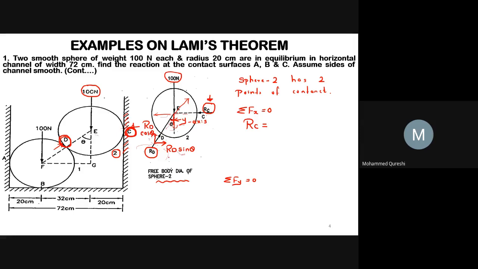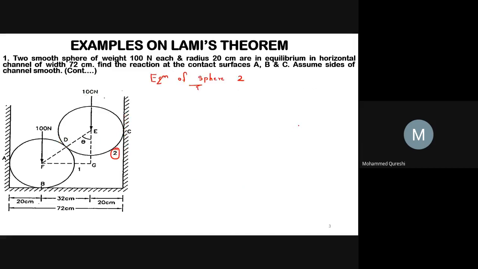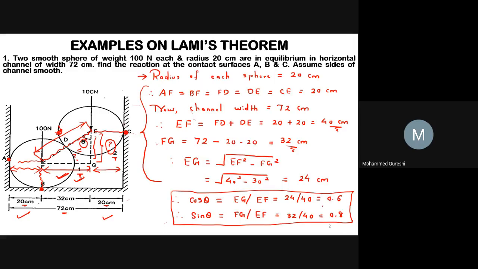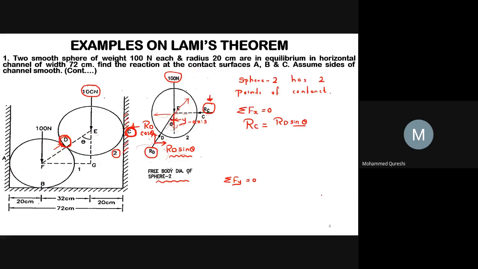Now, for the horizontal component, RC equals RD sine theta, and the value of sine theta we had calculated in our first step. Sine theta is nothing but 0.8. So RC equals RD into 0.8, given as equation number 1.